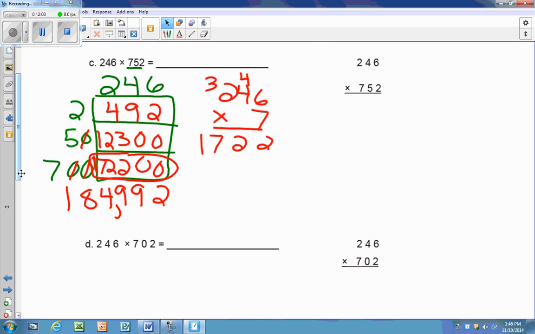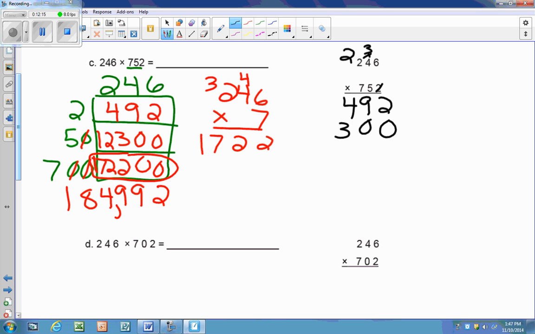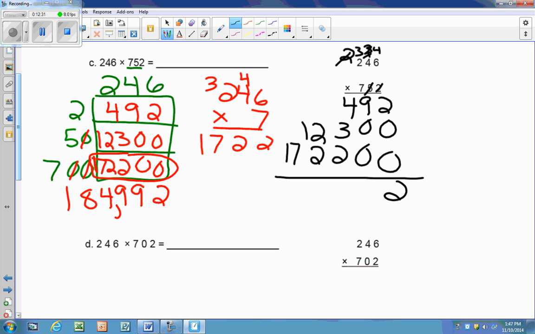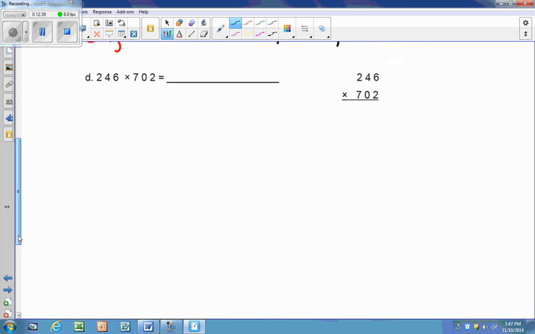Here's my answer. So I'm going to go over and do my standard algorithm. My first row matches. Start with a 0. My second row matches, which is another good sign. This time I have to put 2 zeros in because we're all the way over in the hundreds place. This also matches, so now I'm going to add it all up. And when I add it up, they match, which means I am most likely correct.